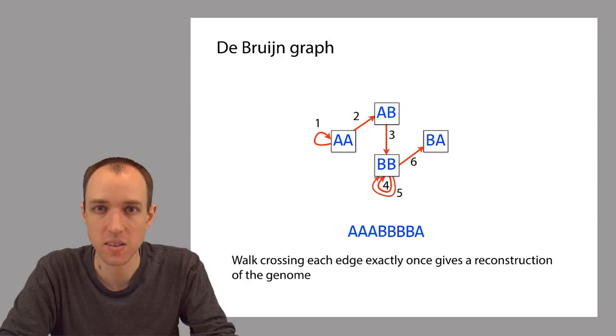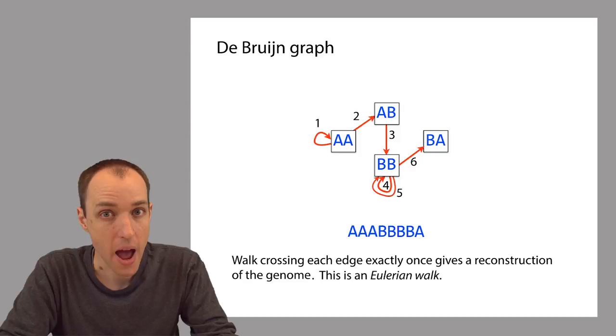So here's a bit of vocabulary. A walk through a directed graph that crosses each of the edges in the graph exactly once has a special name. It's called an Eulerian walk. Not every graph that you can possibly write has an Eulerian walk, but a graph that does is called an Eulerian graph.